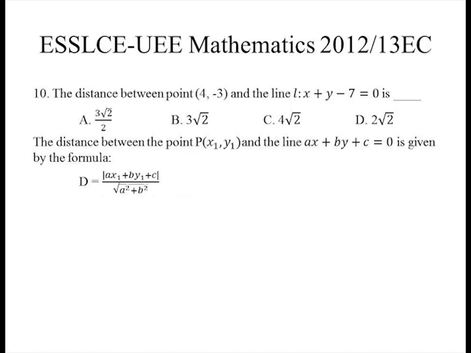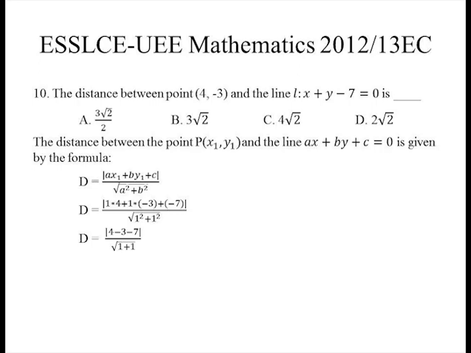Then plugging the values to their appropriate place, we'll find d is equal to a, which is 1, times x1, which is 4, plus b, which is 1, times y sub 1, which is negative 3, plus c, which is negative 7, divided by square root of a square, that's 1 square, plus b square, again that's 1 square. This is equal to 4 times 1 is 4, 1 times negative 3 is minus 3, plus negative 7, divided by square root of 1 square is 1, so 1 plus 1.